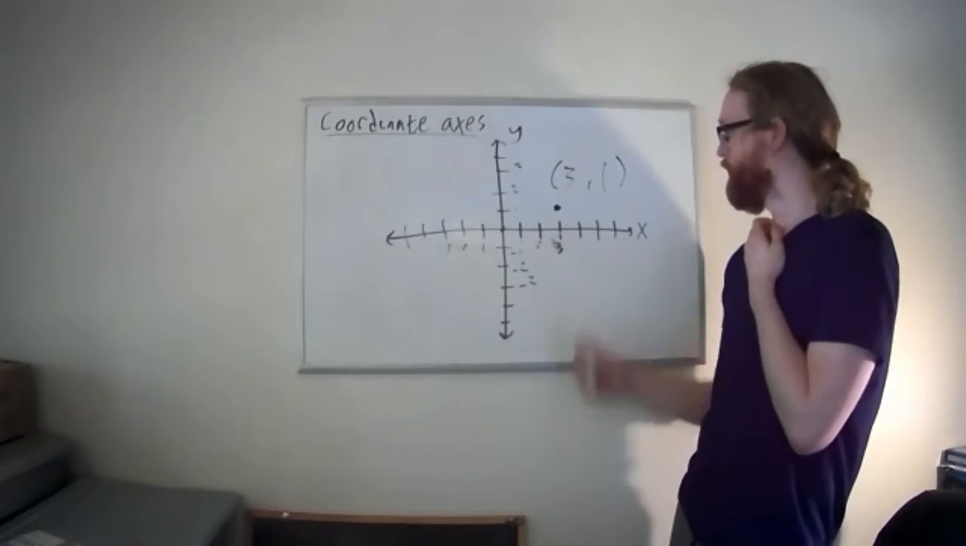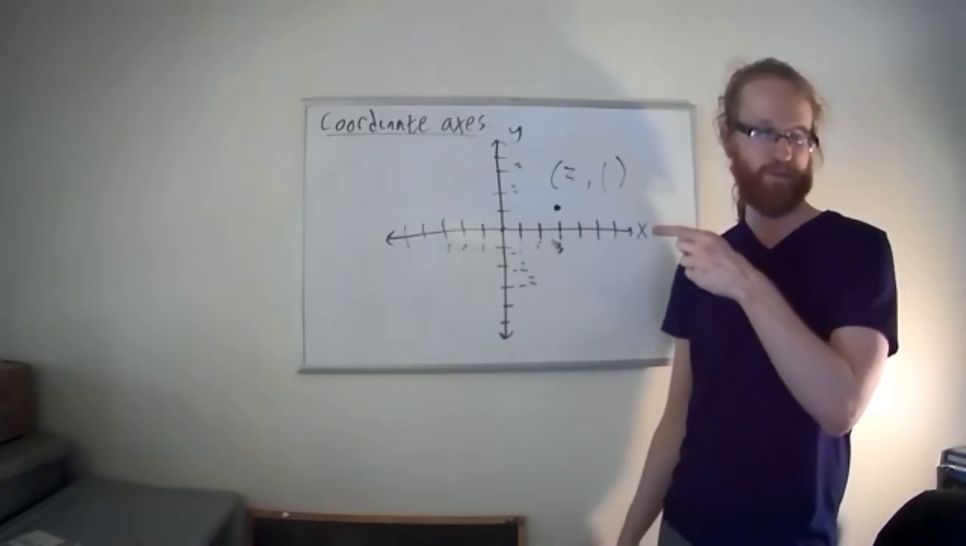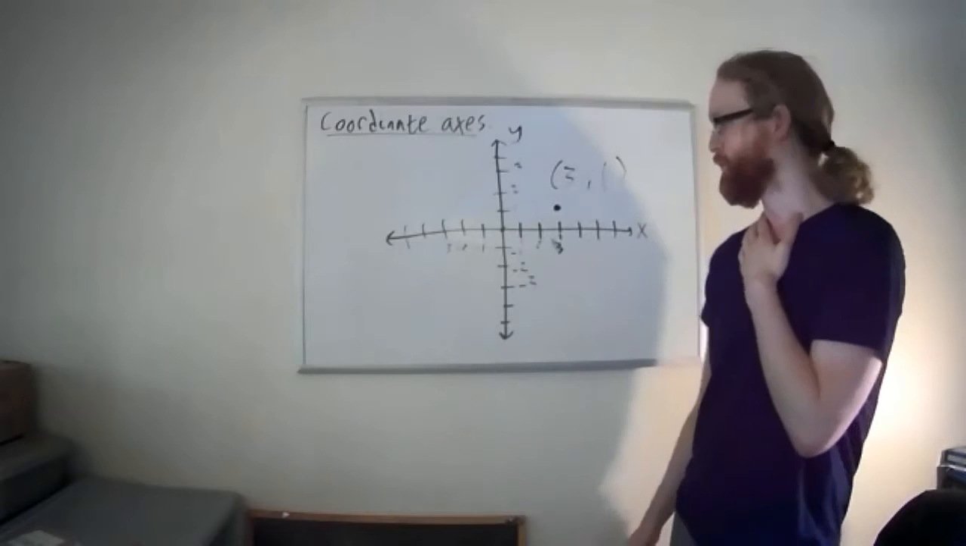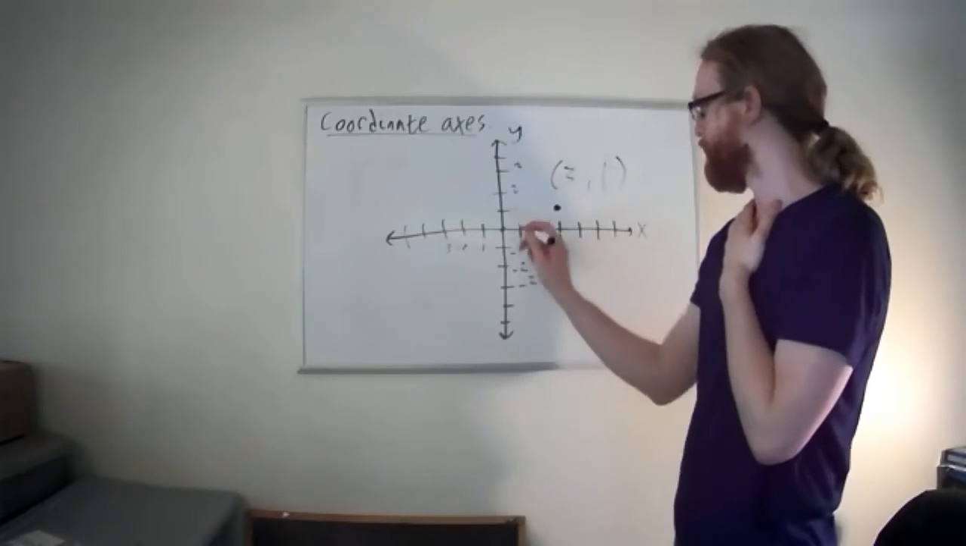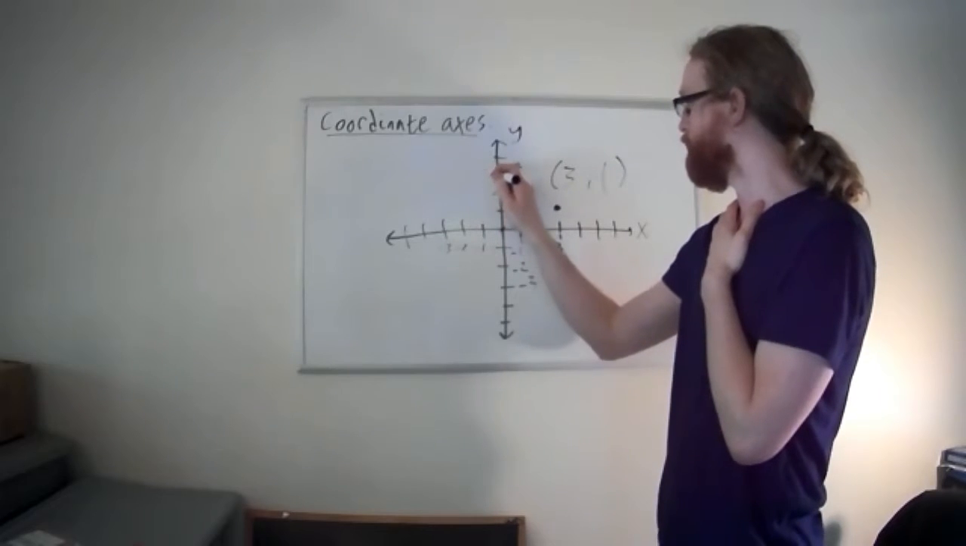So we can represent any point on here with coordinates just by telling you where to go on the x-axis and where to go on the y-axis. Going there. So I could do another one over here. I don't know, maybe 1.